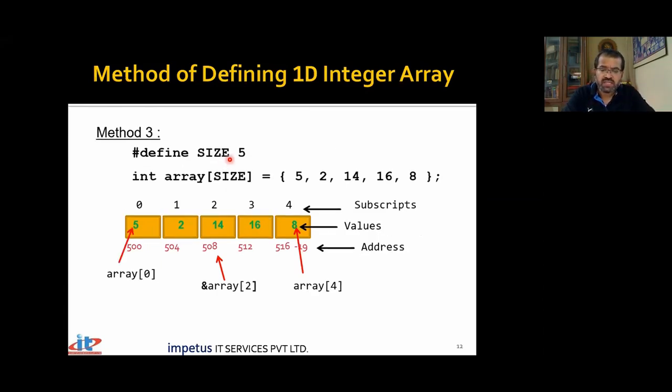So I'm using the word size. I have defined a constant saying #define SIZE 5. This gives the number 5 a name. So I'm going to say int array of SIZE. What is the value of size? That would be the array size.